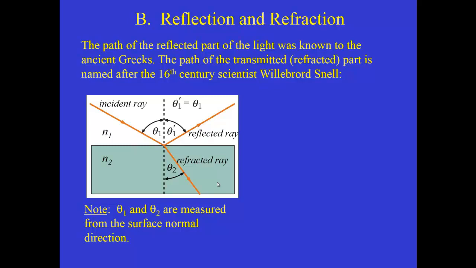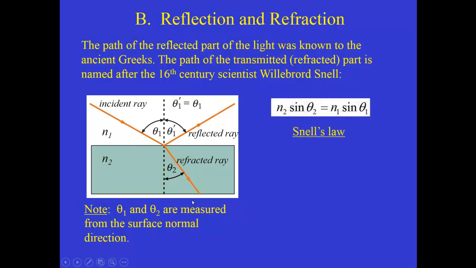And although it was discovered by others earlier, the law that we write down to describe the relationship between the incident and the refracted or the bent ray is known as Snell's law. And Snell's law tells us, and we can verify this experimentally, that the product of the index of refraction and the sine of the angle is the same on both sides of the interface. So n2 times the sine of theta 2 is equal to n1 times the sine of theta 1. And you can see in this example here, we must have a situation where n2 is greater than n1 because theta 2 is less than theta 1.